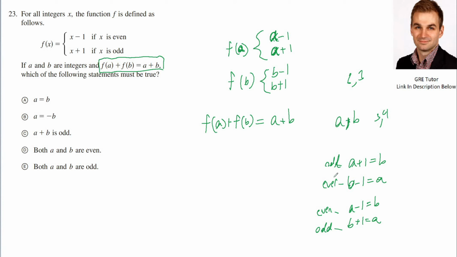Alright, so these are the two situations that we're working with. But now that we know that one of them is going to be even, and the other is going to be odd, we can answer some questions over here. Is a going to be equal to b? Definitely not. They have to be right next to each other, and they are not equal to each other, so a is out. Is a equal to negative b? Again, certainly not.